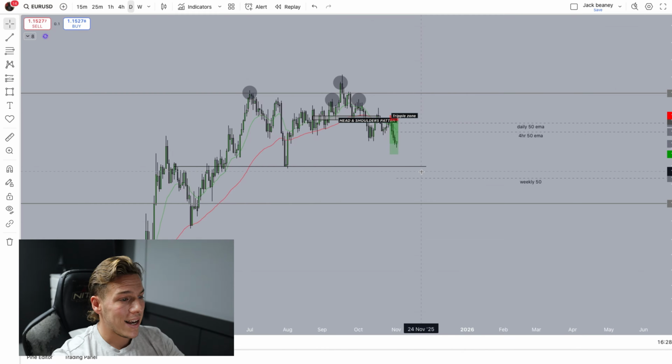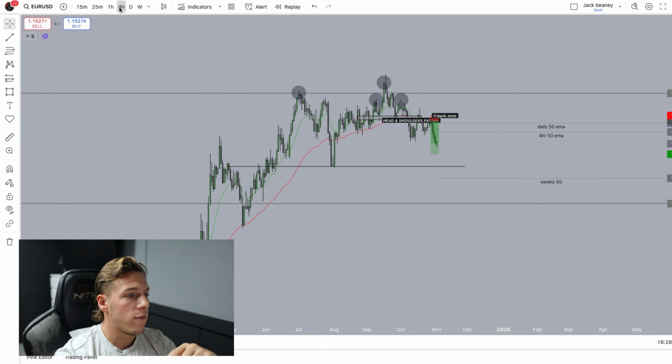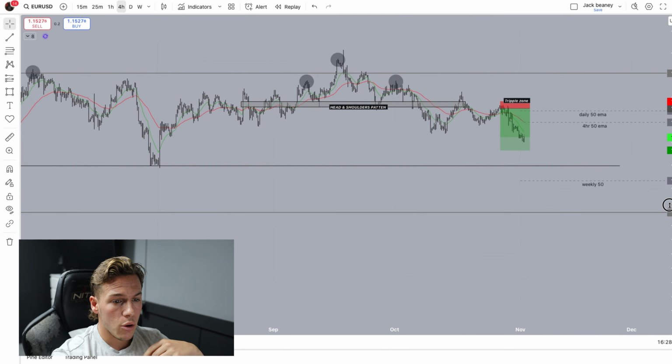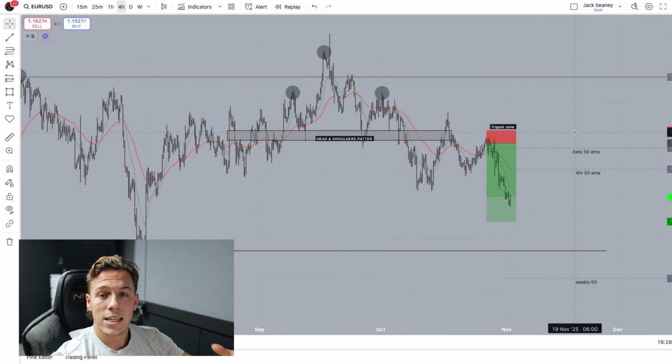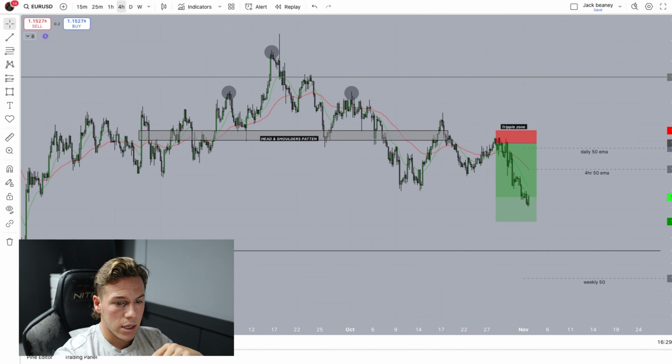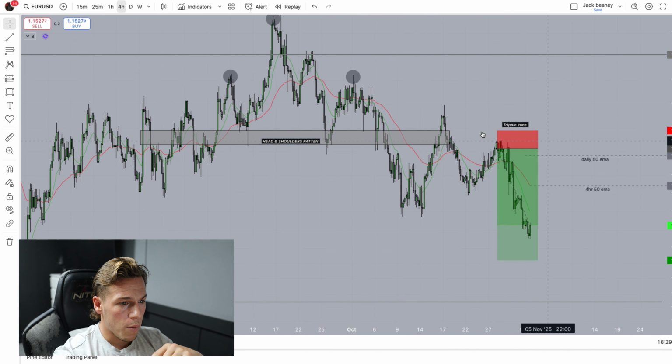So once we've now got that clear structure on the daily, we're going to drop down to the 4 hour time frame and see what else we can find. Here I found a head and shoulders pattern on that second double top. So what we did, we marked that out with some clear zones. Price had already moved over here.